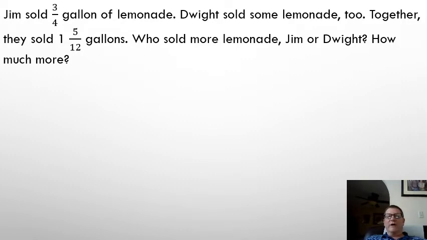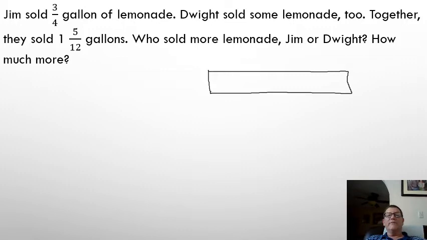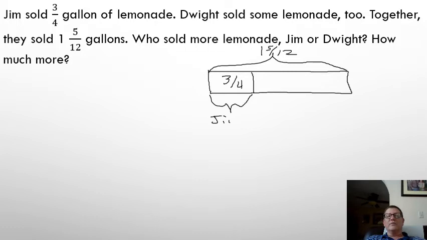So let's do our tape diagram so we can tell what's going on. There are hidden questions in these that without a tape diagram are hard to see. So first off, we know the total amount of lemonade they both sold was 1 5/12. Then we have 3/4 gallon. That's what Jim sold. Now we don't know how much Dwight sold. Okay, and that's what we're looking for.